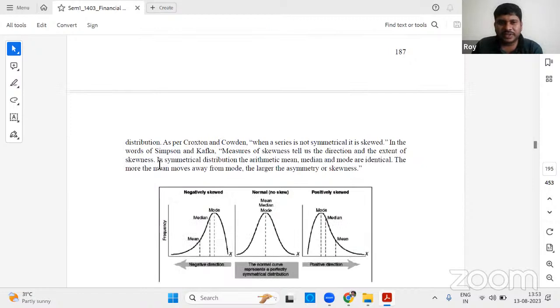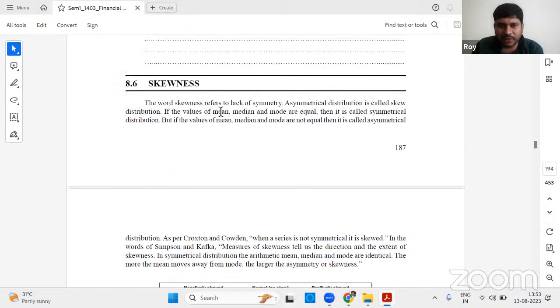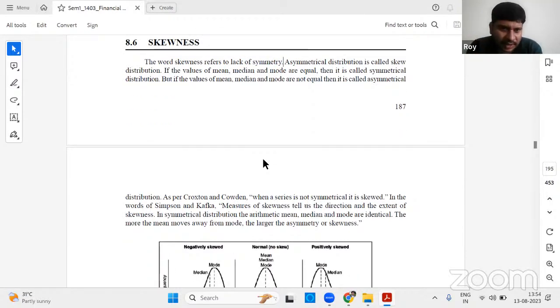And in the words of Simpson and Kafka, measures of skewness tell us the direction and the extent of skewness. Again, what is skewness here? It refers to the lack of symmetry. The more the symmetry is not there, that means the equality is not there, the more skewness we will say there is. Measures of skewness tell us the direction and the extent of the skewness. When you measure the skewness, it will tell you how large the skewness is.